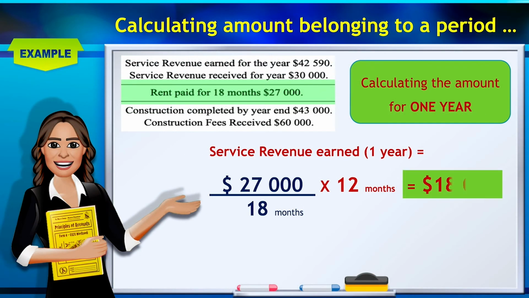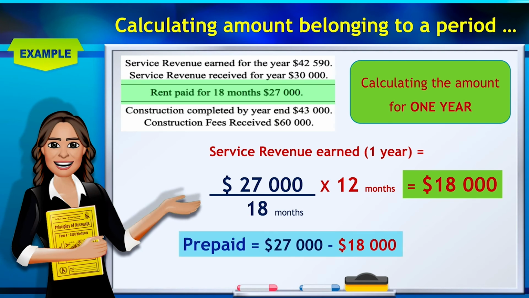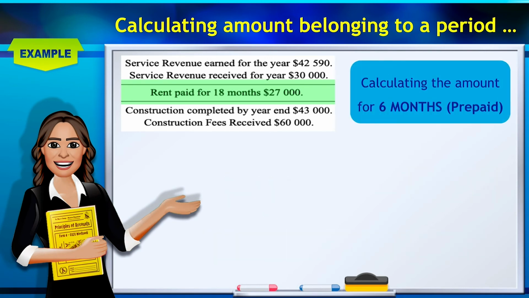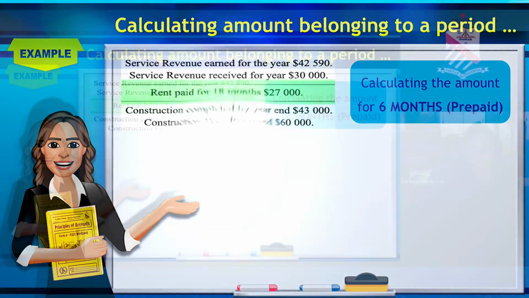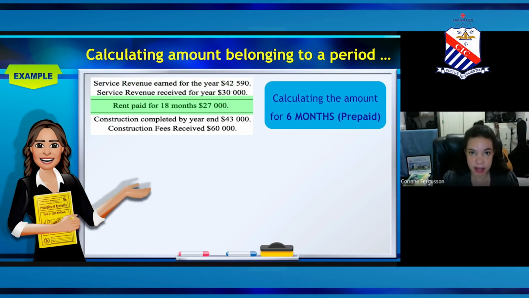And then the answer that you get, then you would minus the 27,000 to get the prepaid amount. That's the long way. The short way, how many months was it prepaid for? If you're supposed to pay for 12 months and you paid for 18 months, that means 18 minus 12 would be 6. I hope I'm correct with my math.